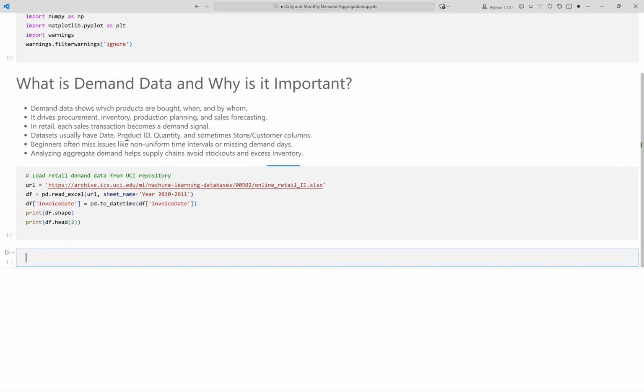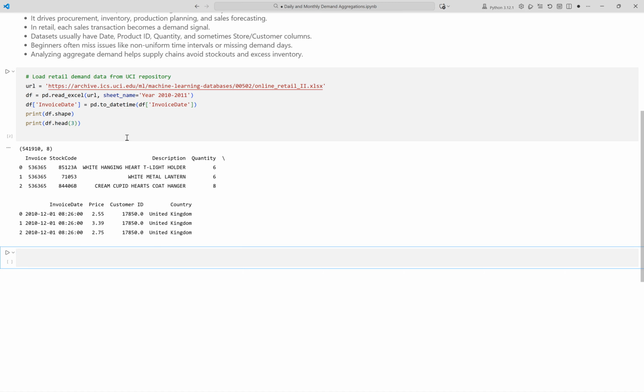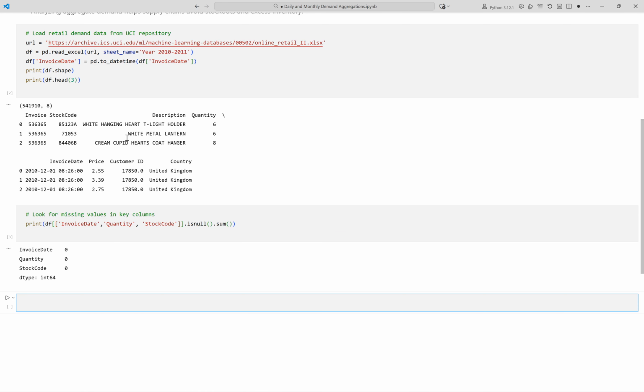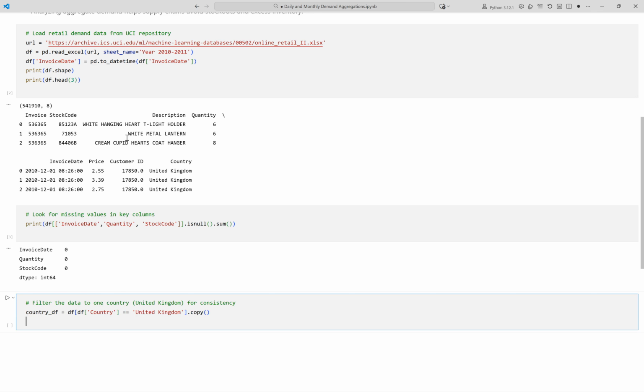When you find missing values, always check for a pattern. Is it just in one product, or all over the data? Many global datasets contain multiple markets or countries. We focus on one country to make demand analysis simpler. Filtering to the United Kingdom allows us to avoid double counting across regions. We print the shape to confirm how many records are specific to this country.